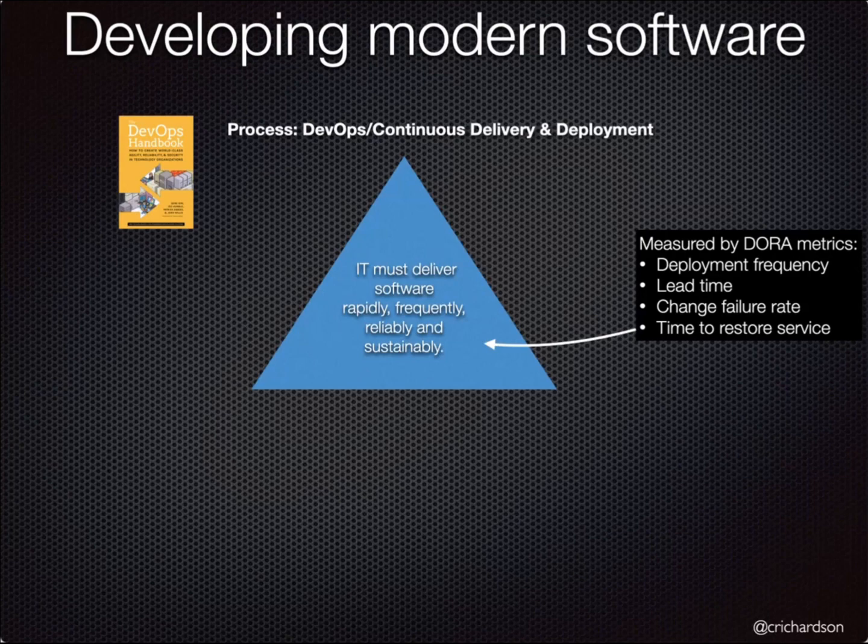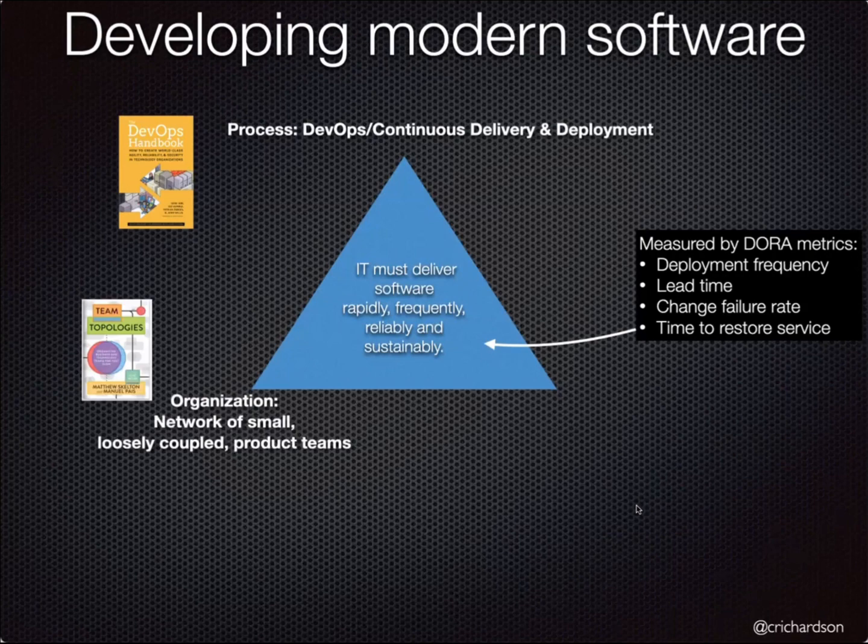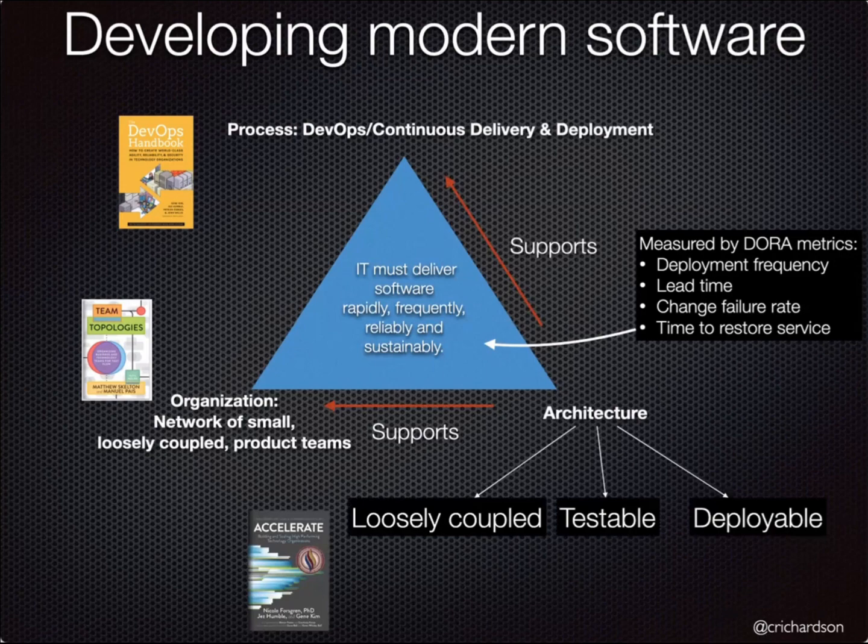So yes, you need the success triangle in order to deliver software rapidly, frequently, and reliably. In other words, you need three things. You need process, namely DevOps as defined by the DevOps Handbook, which embraces continuous delivery and deployment principles. You need to structure the organization as a network of small, loosely coupled product teams, in other words, do what Team Topologies says. Instead of product teams, they call them stream-aligned teams. So we've got these small teams practicing DevOps principles, and then you need an architecture to support that, which turns out needs to be loosely coupled. Surprise, surprise, because you need a loosely coupled architecture to enable the teams to be loosely coupled. But then to support continuous delivery and deployment, it needs to be testable and deployable as well.